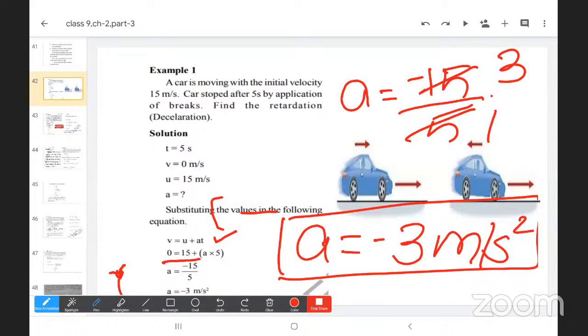So why did we get minus? Here the speed of the car decreases, right? Initially the initial velocity is 15 meters per second, and it is stopped after 5 seconds by application of brakes. That means the speed of the car decreased, right? So we are finding the deceleration of the car, and that's why we got minus. Okay, so the retardation of the car is minus 3 meters per second square.